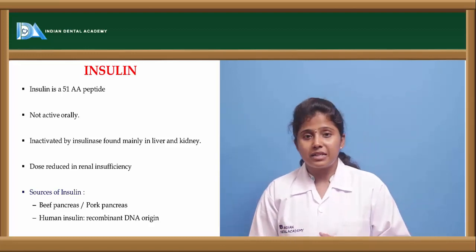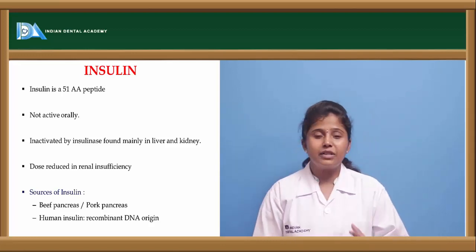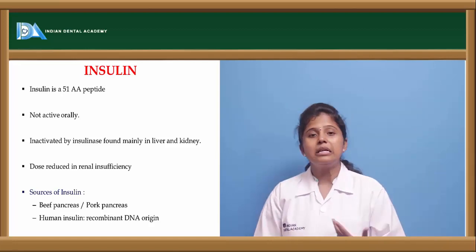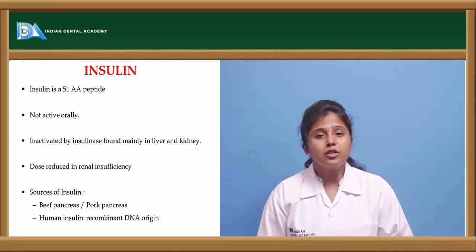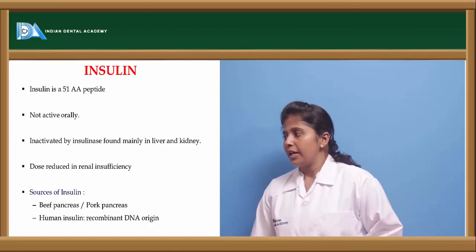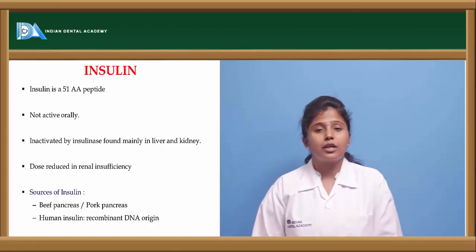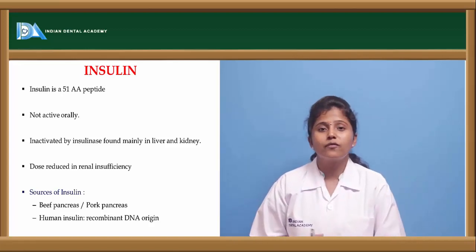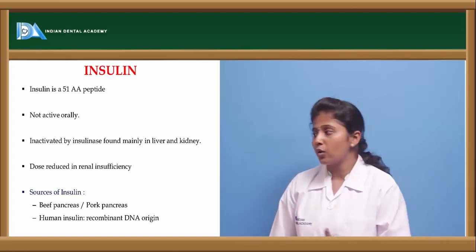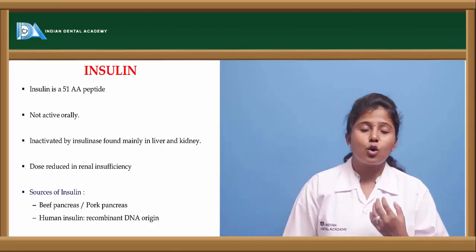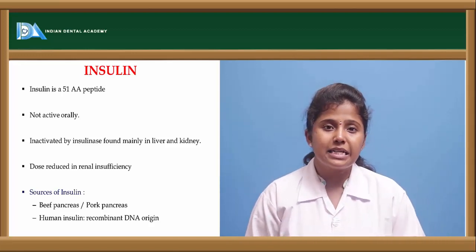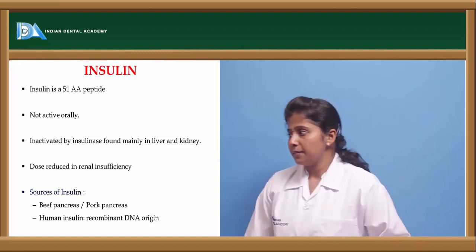In renal insufficiency, if there is any renal failure or renal related disorders, the insulin dose should be regulated. Insulin has a source in bovine. From beef pancreas or pork pancreas, this insulin is prepared.